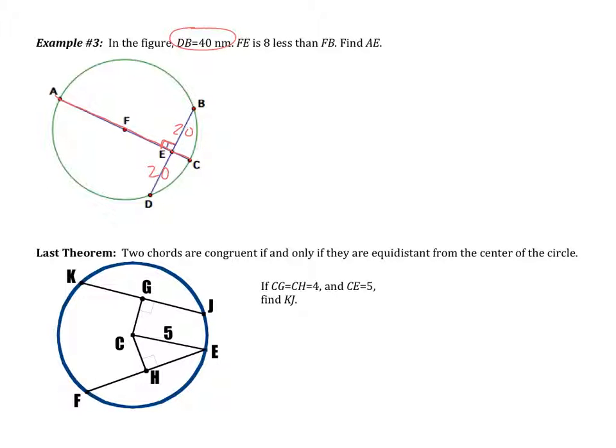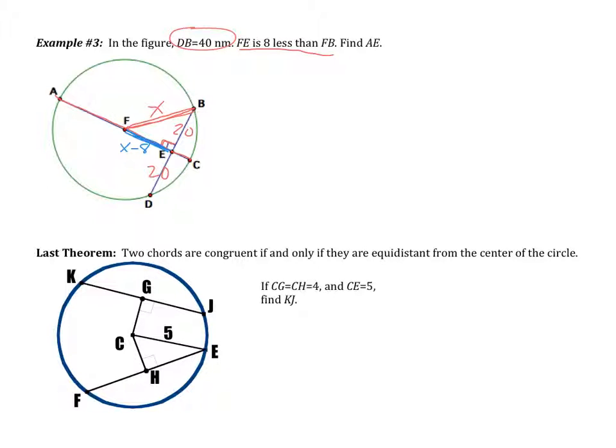Okay? Then it says FE is 8 less than FB. So here's FB. Do I know what FB is? When you don't know what it is, what are you supposed to mark with it? X. Okay. Now it says FE over here is 8 less than FB. So how do I mark that? X minus 8. And then I'm back to a right triangle with 3 side lengths. Use the Pythagorean theorem. Okay, see what you get on this one.